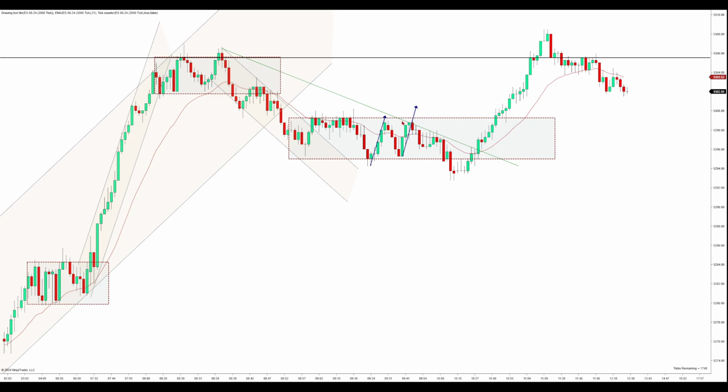You absolutely can look for a short, but it doesn't even reach it, which I'm going to remove this for now. I'll get to that in a sec. It doesn't even reach it. It just pushes down before even reaching those highs.